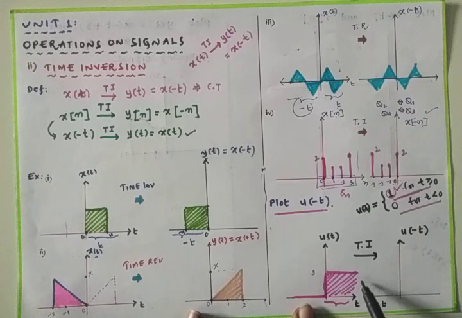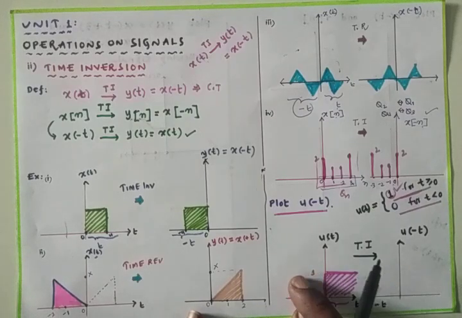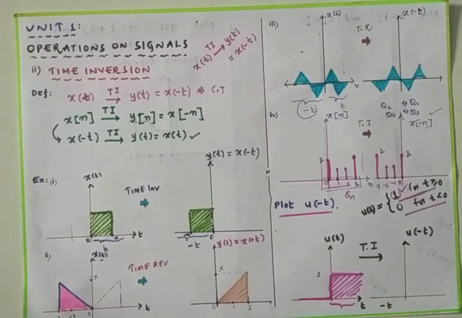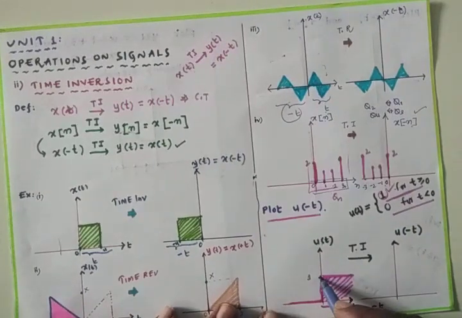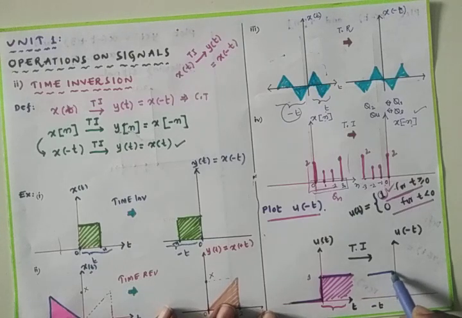Whatever the signal is at positive t will come at negative t. Whatever the signal is in the first quadrant will come in the second quadrant, and whatever the signal is in the second quadrant will come in the first quadrant. So the signal will be folded, and you can draw the signal very easily. This is the original signal, that is u of t, and that will be folded to the right hand side, so that it is like this.